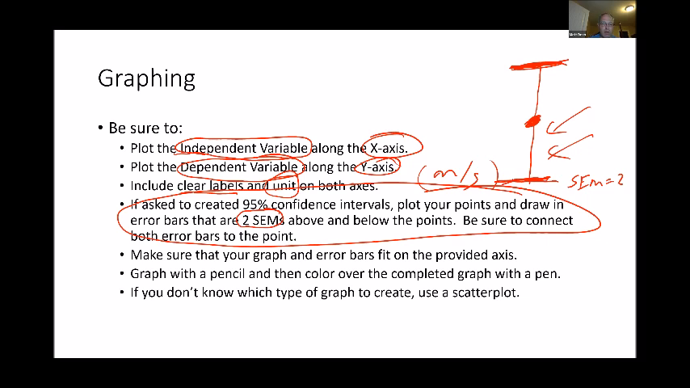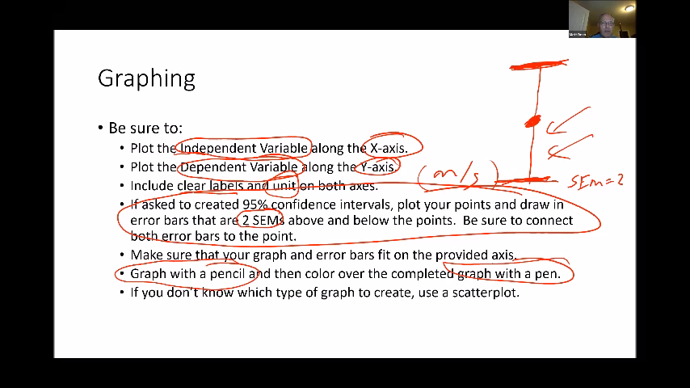Here's the exception I talked about with pencil and pen earlier. I'm going to recommend that you do all your graphing in pencil. And then once you're finished and you know the graph is the way you want it to be, then color over it with a pen, because they want everything in pen.